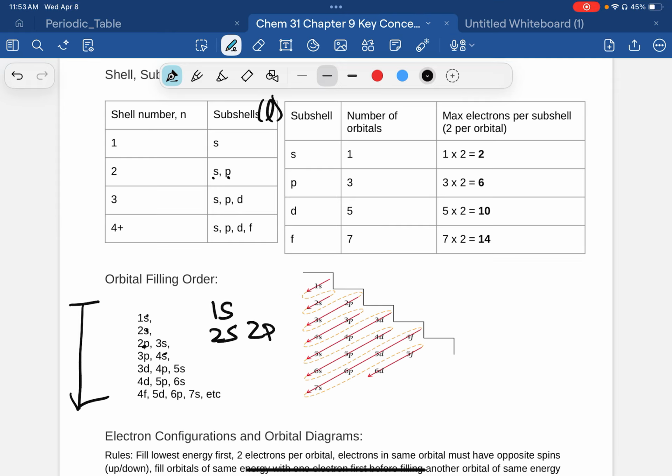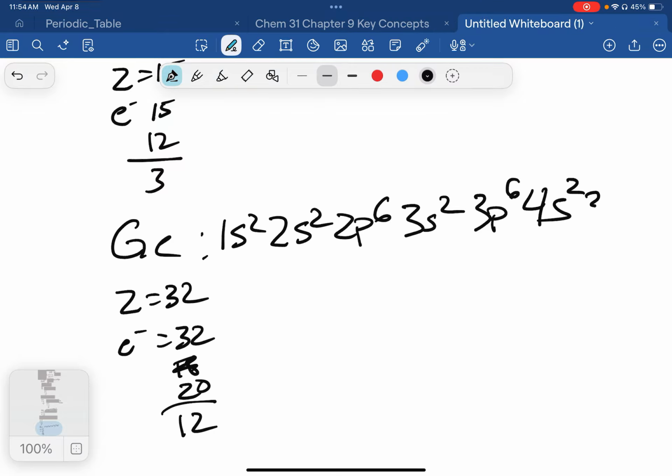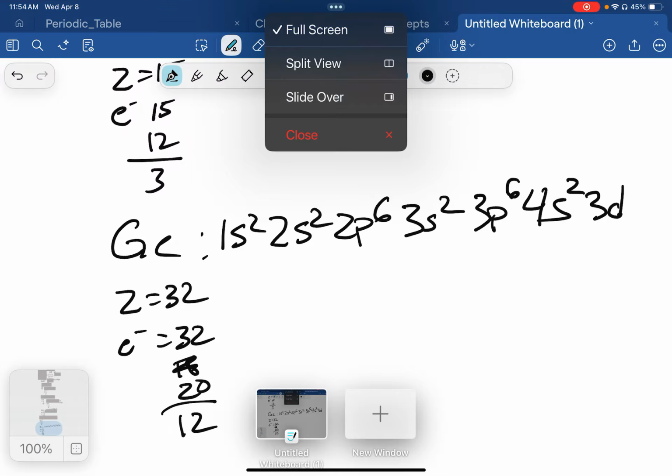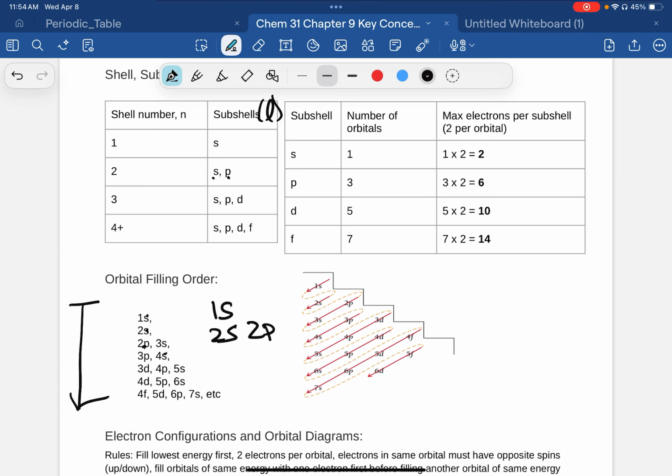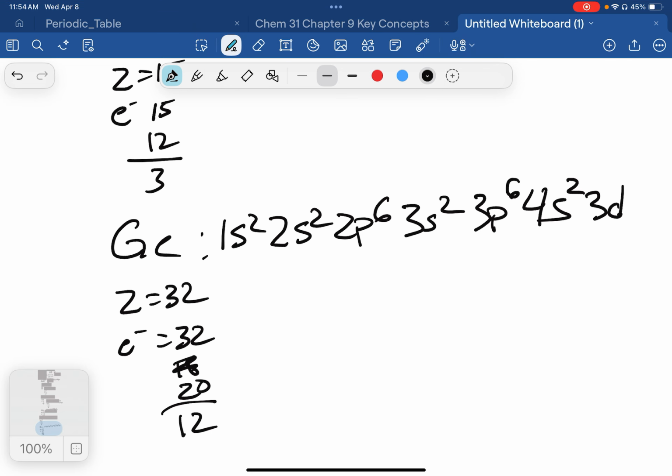From 4s, we must go to, ooh, that's weird. It doesn't go straight to 4p, it goes to 3d. Let's write that down and see what happens. Okay, so we have 3d, but this is where we have to remember that the d orbitals hold how many? They hold 10. So we can put 10 electrons into a d orbital. We have 12 left, so we can fill that one up with all 10. So that's going to give us 10, and we have 2 left.